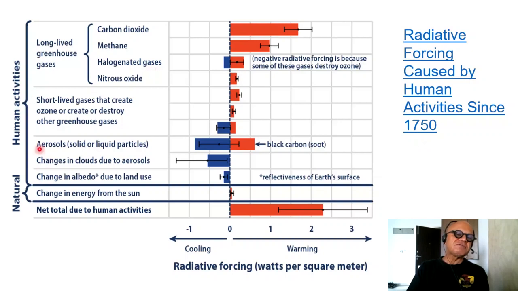So human activities have produced long-lived and short-lived greenhouse gases, aerosols, and land use changes. So here we have carbon dioxide, methane, halogenated gases, and nitrous oxide. Clearly CO2 dominates, and it has a positive radiative forcing, which means it has added to the energy that's being trapped, which is obvious. Then radiative forcing due to methane is also positive, but smaller than carbon dioxide.